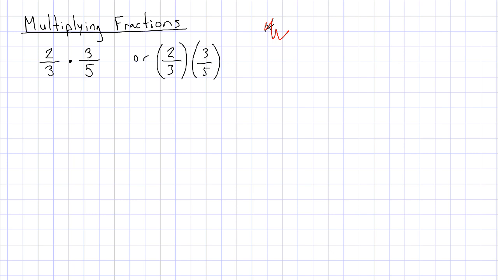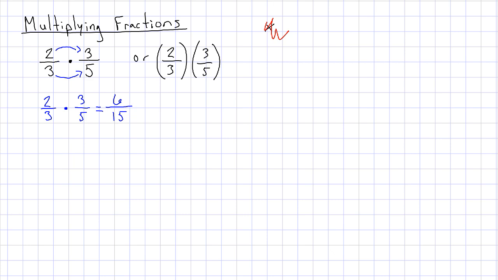When we multiply fractions, we multiply across the top and we multiply across the bottom. So 2/3 times 3/5. 2 times 3 is 6, and 3 times 5 is 15. So that is how I multiply fractions.